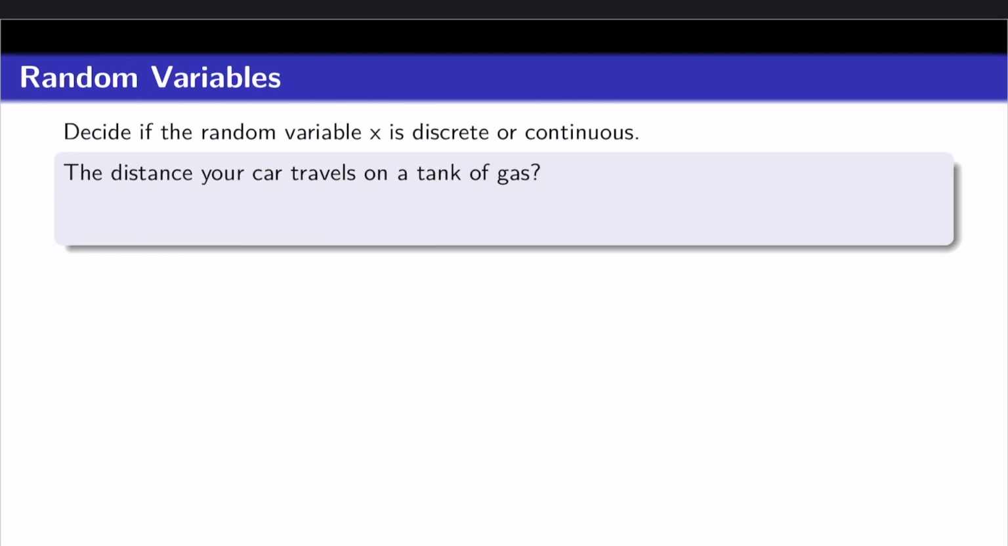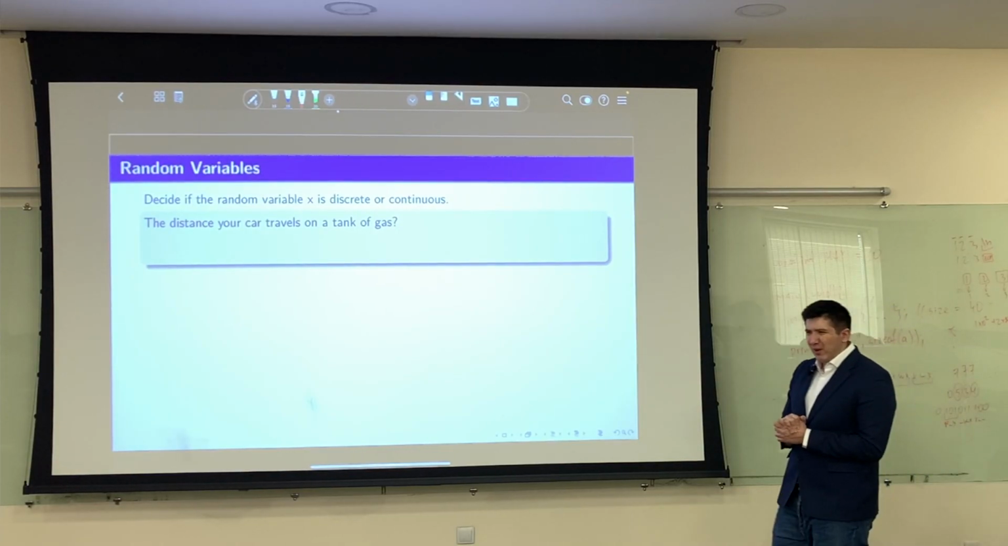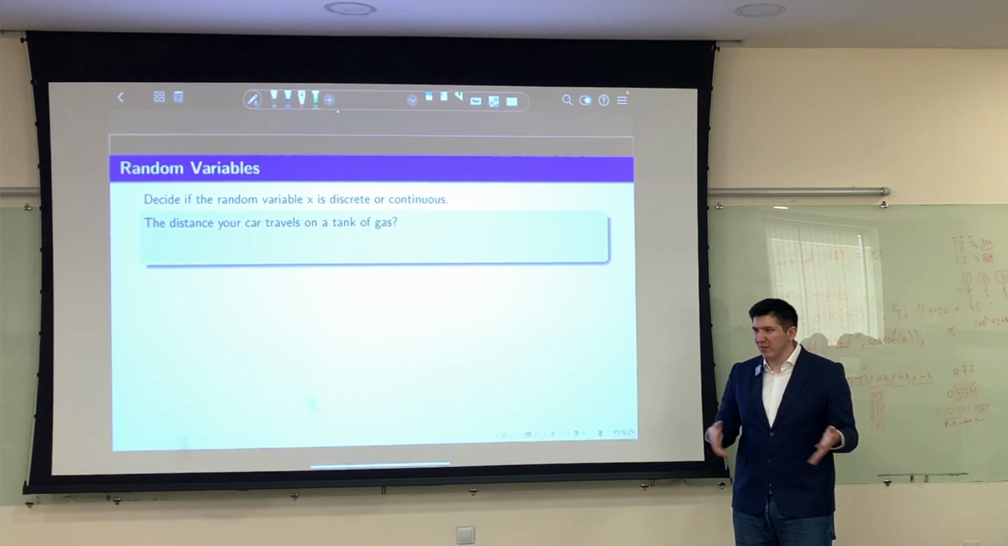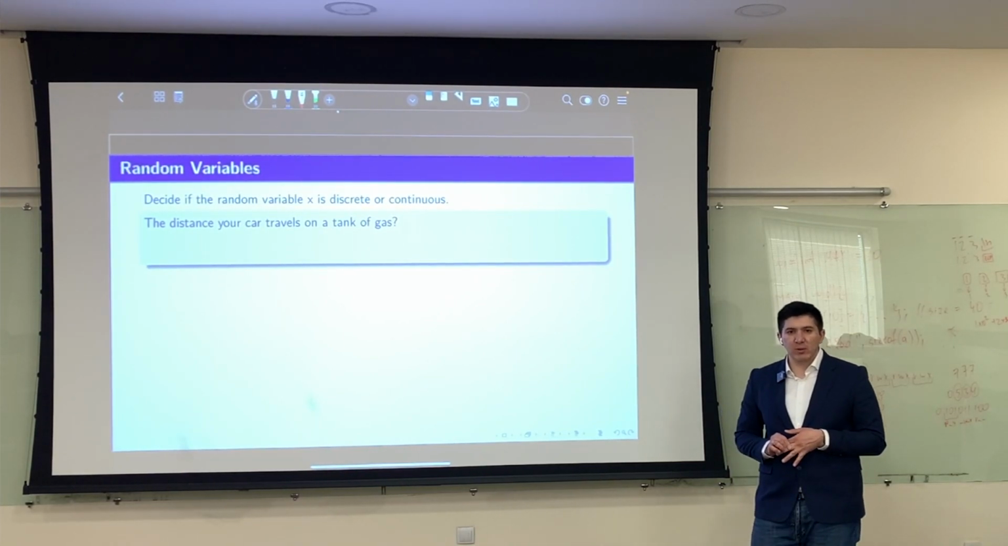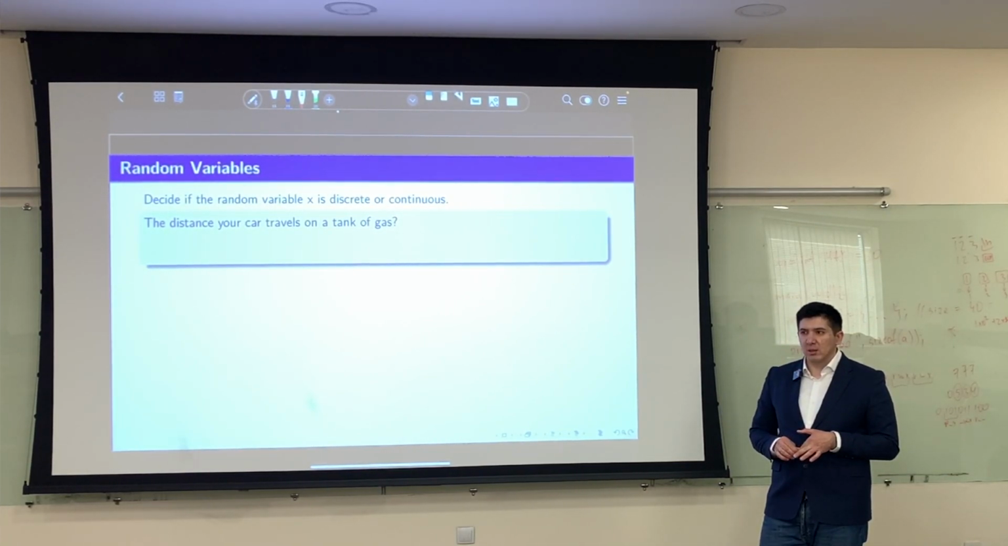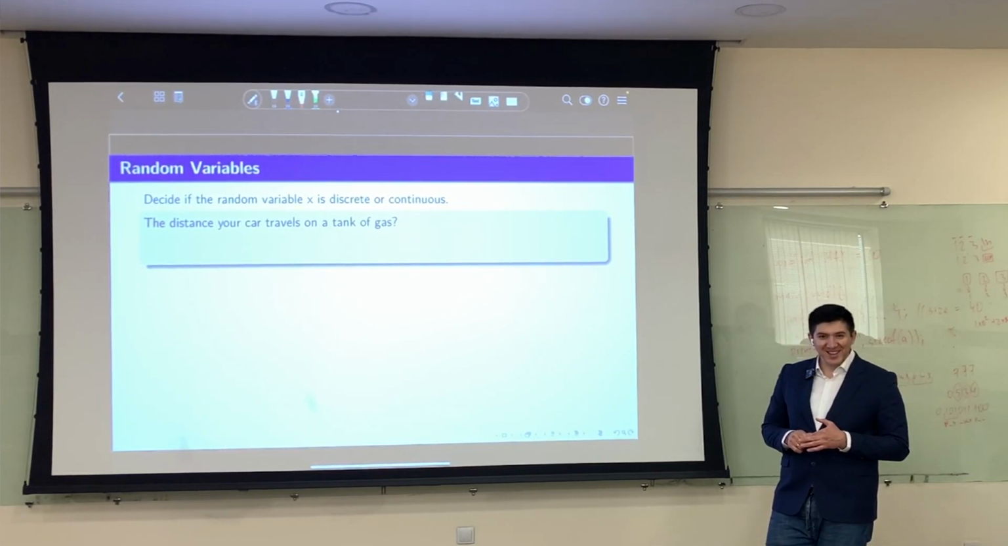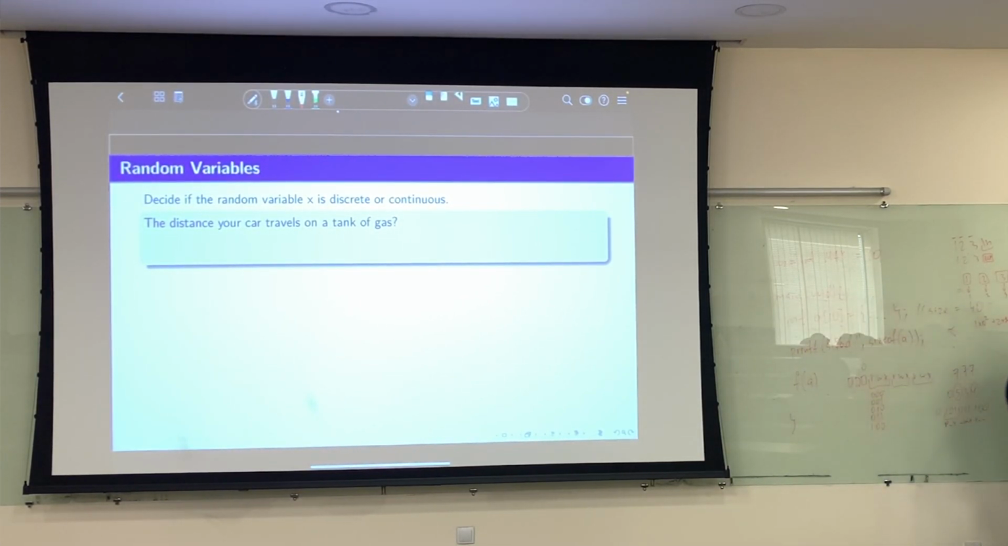So the distance you travel on a full tank of gas with your car. You know that whenever you have a full tank of gas in your car, every time you travel a different amount of distance, right? So it's a random variable. Okay, so what kind of random variable is this? Is it continuous or discrete? Discrete, right? Because you count the distance. Yes. Yeah. It's continuous because you measure the distance.